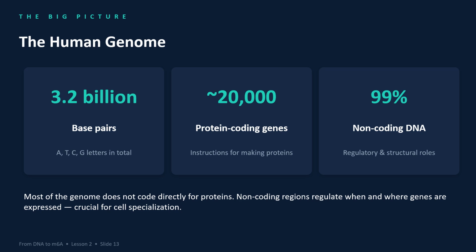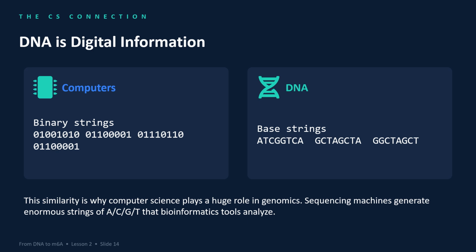As computer scientists, this next idea should feel very familiar. Computers store information as binary. DNA stores information as combinations of A, T, C, and G. Both are digital information. They simply use different alphabets. This is exactly why bioinformatics exists. Sequencing machines convert physical DNA into long text files containing nothing but A, T, C, and G. Then computer scientists use algorithms, statistics, and programming to analyze that information.